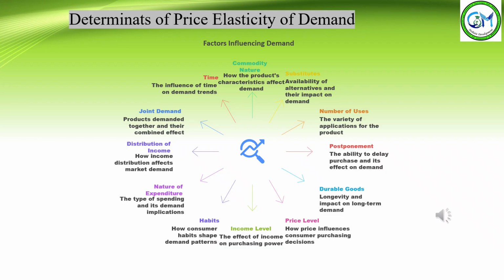Next, joint demand. In case of commodities being demanded jointly, such as car and petrol, its elasticity will be directly governed by the elasticity of the other commodity which is jointly demanded in the market. Next and the last one is time. Time plays a key role in influencing the elasticity of demand of a particular commodity. It implies that elasticity of demand varies with the length of time period. In the long period, demand will be elastic, while in the short period, demand will be inelastic.